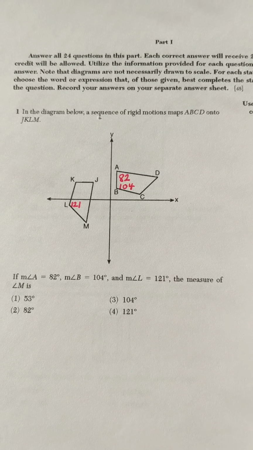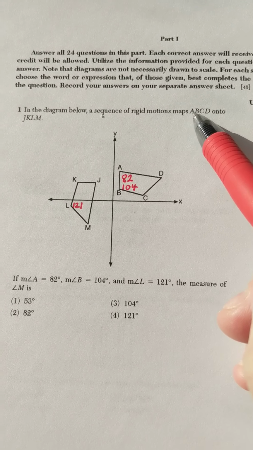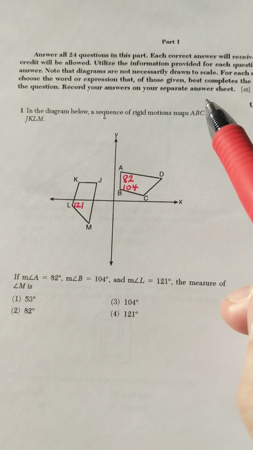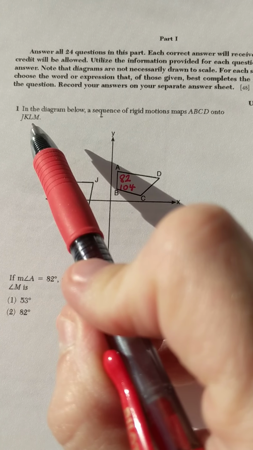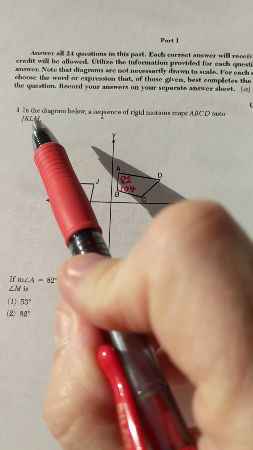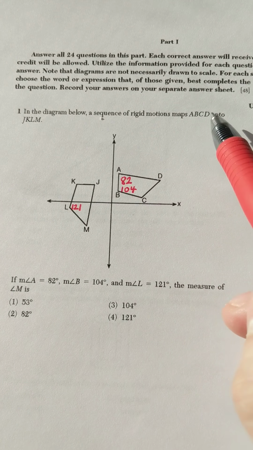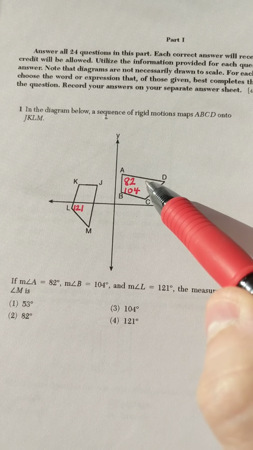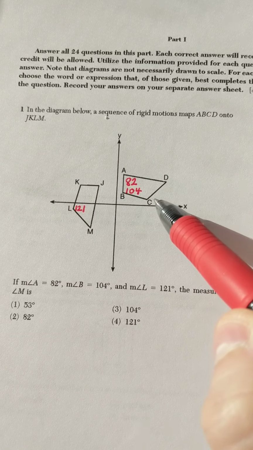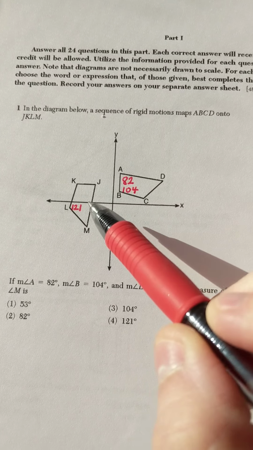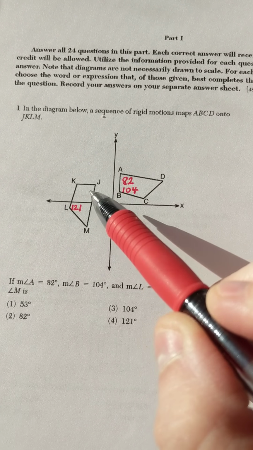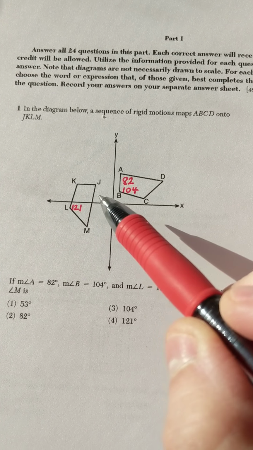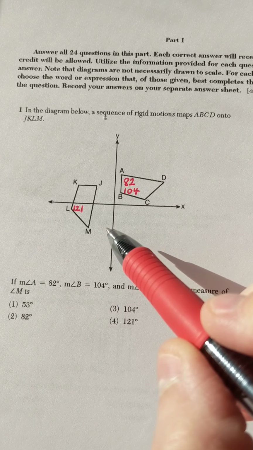And so that means that A has to map onto J, and B has to map onto K, and C has to map onto L, and D has to map onto M. So in order for this to happen, this figure needs to rotate and then translate on top of JKLM. Okay?